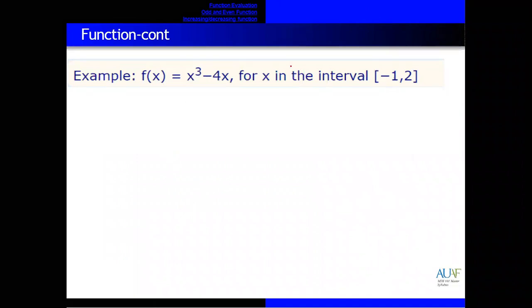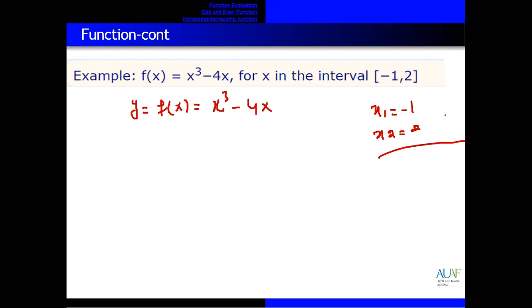Let's suppose we have this function y is equal to x cube minus 4x. We can select any values like x1 is equal to minus 1, x2 is equal to 2. You can also give values minus 1 and plus 1 both. So first one, x is equal to minus 1, y is equal to f of minus 1. You can see here x2 is greater than x1. Condition is x2 greater than x1.